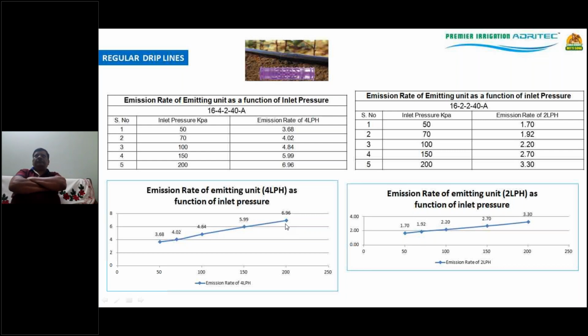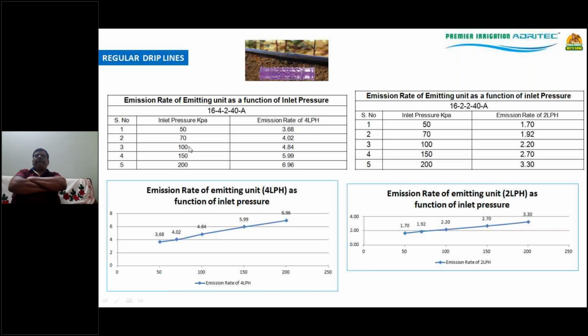Then you may ask, how do I control the discharge? What I will do is play around with time. I will increase my irrigation time duration during the summer, and during the rainy months I will cut it down. When it is fully raining, of course it's not required. This is a similar graph, so basically it's operating over a wide pressure range. This is the graph for a 4 LPH emitter, and this is a graph for a 2 LPH. Basically 2 liters per hour is the discharge of this emitter, and this is 4 liters per hour.